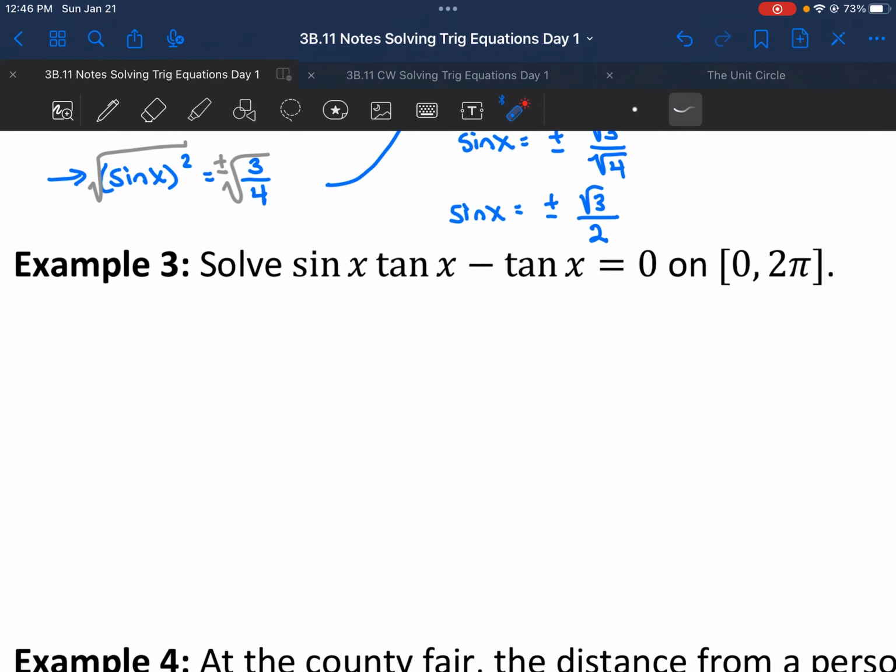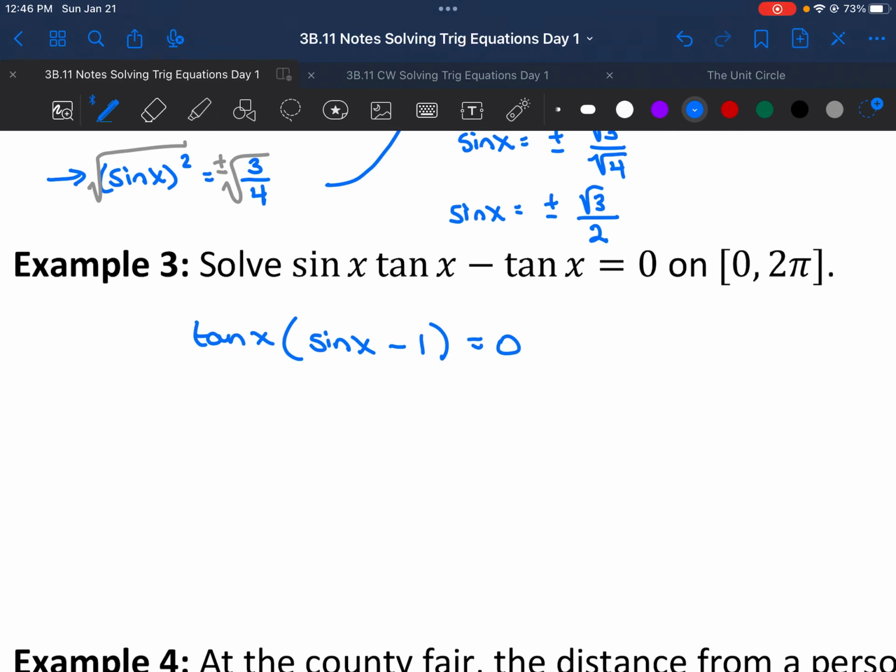Here we have 2 different trig functions, but if we look at it, sine of x times tangent x minus tangent x, they both have a tangent that we can factor out. So I'm going to start by factoring out the tangent. So factor out tangent x. If I factor tangent x from sine of x times tangent x, I'm going to get sine of x. Carry down the minus. If I factor tangent out of itself, I'm going to get 1.